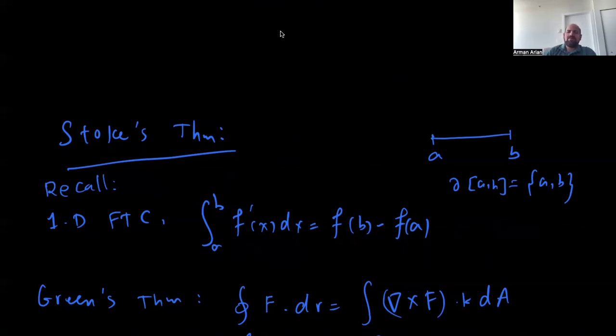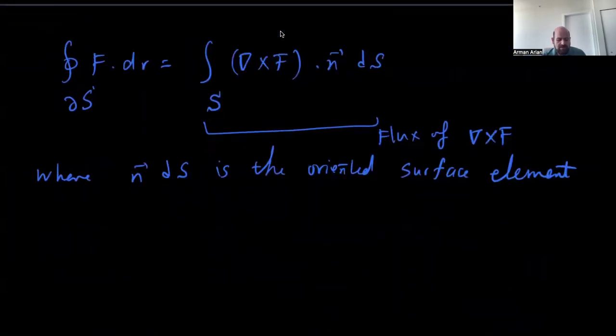So by only knowing the values of f on the boundary, f of a and f of b, we can calculate the integral of the derivative of f on the whole interval. So FTC said that the integral of the derivative of the function on the whole interval is simply f of b minus f of a. So similarly here, to find the flux of curl of F on the whole surface S, we just need to know the values of F on the boundary of S, denoted ∂S.